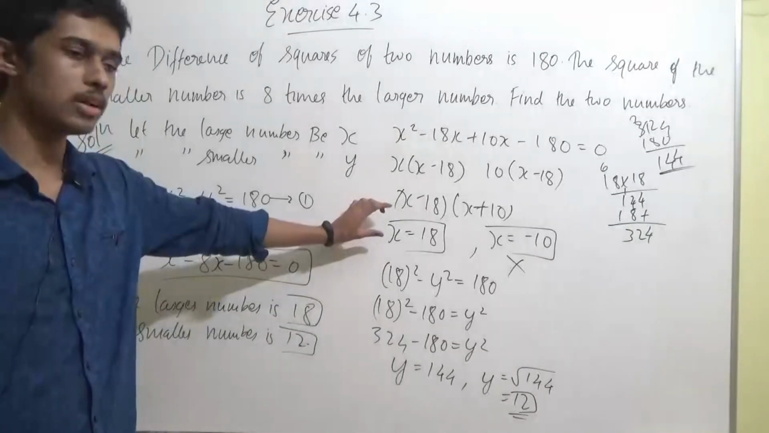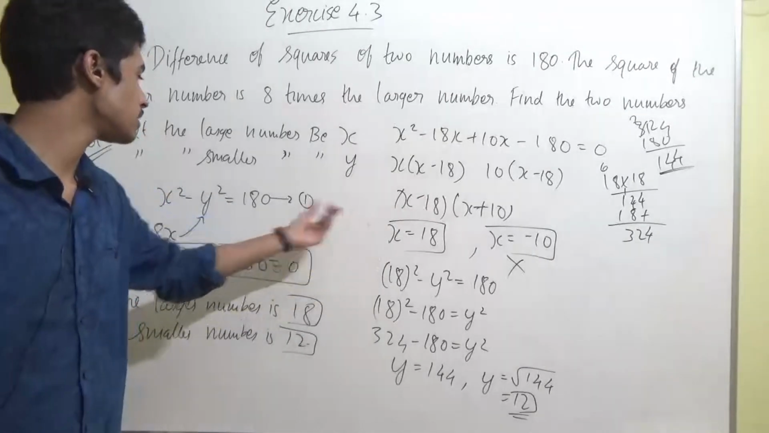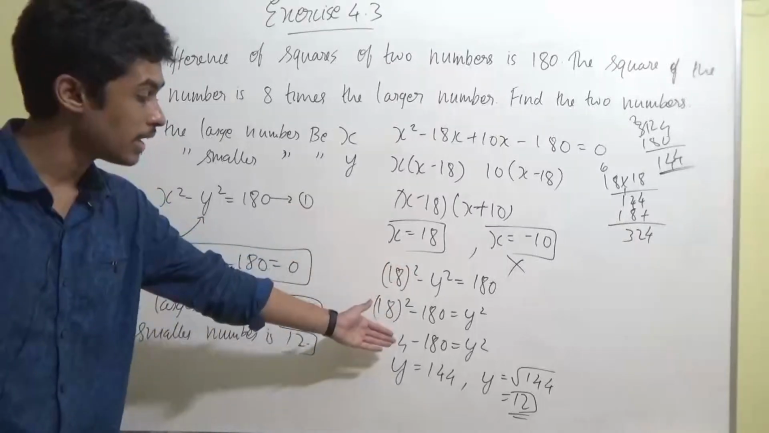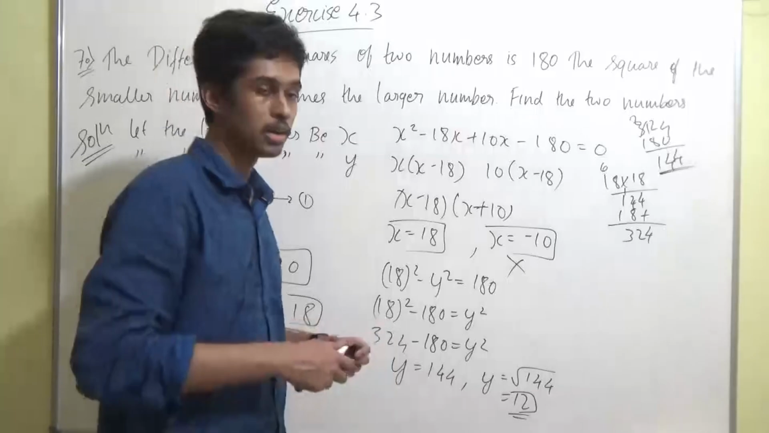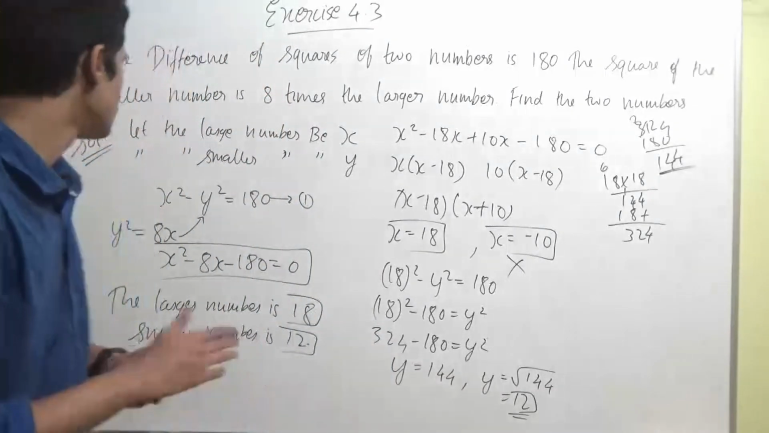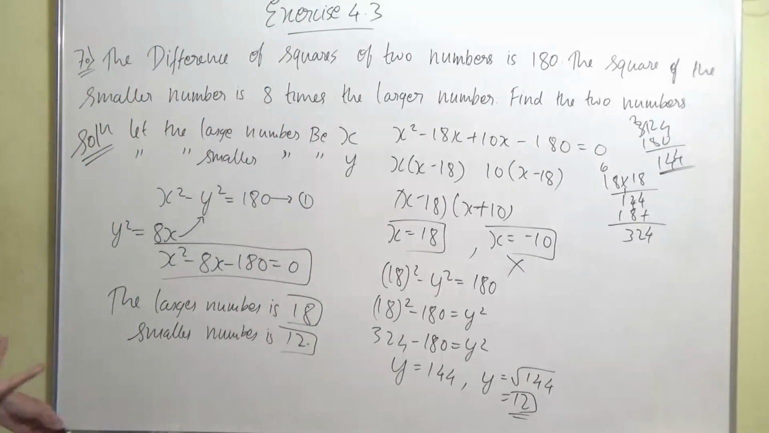We consider only this value of x, and then by substituting this in equation 1, we got the value of y. Y came as root of 144, and root of 144 is 12. So the smaller number is 12 and the larger number is 18. That's it, guys. Now on your side you can take the screenshot. After this, let's go to the 8th question.